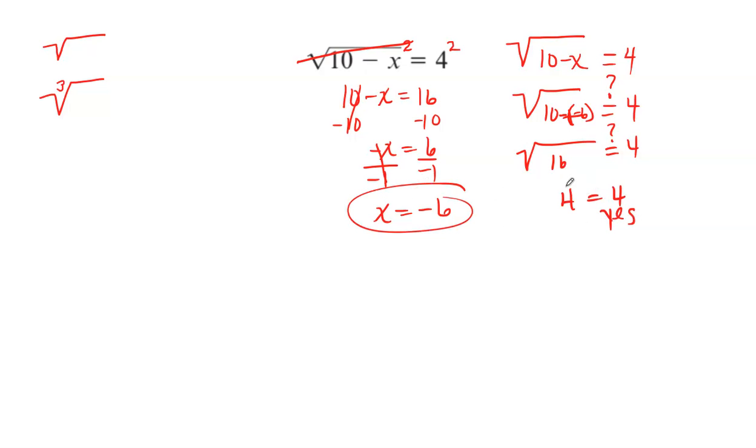If I had gotten a different number on this side, like 2 or 5, then I would know it's not correct, and I would not have any solution at all because that was my only one and it did not work. In this case it did work, so my answer is just x equals -6.